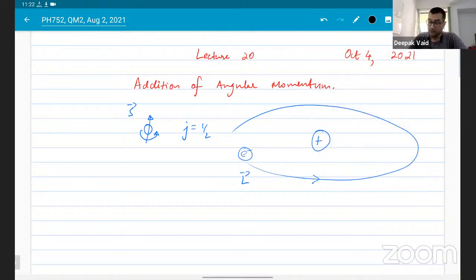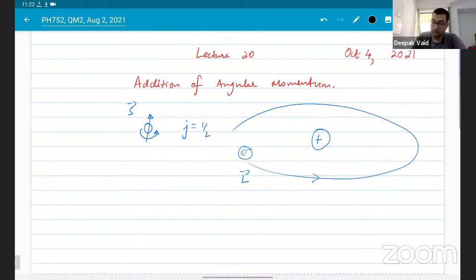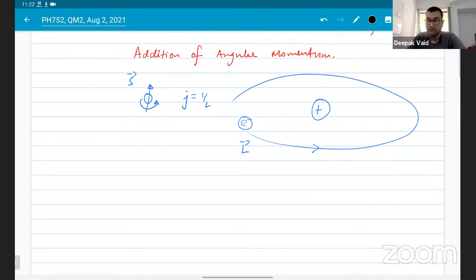So whenever we have a system like this, right? So here you have the electron. It has some orbital angular momentum. It can also have some spin angular momentum, right? Similarly, the nucleus can also have its own spin and orbital angular momentum, right?